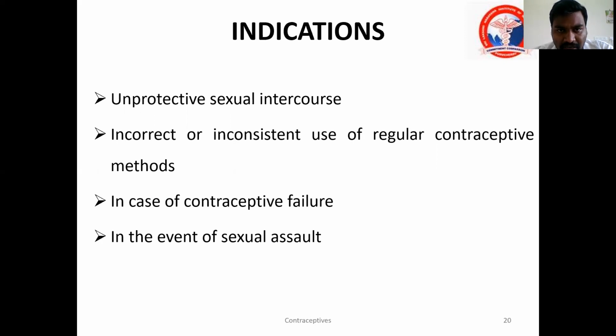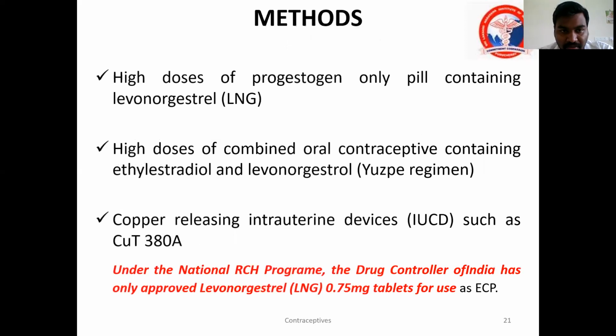Emergency contraception is used after unprotected sexual intercourse, or if contraceptive methods were used inconsistently or incorrectly. For example, if a patient is taking OCP and misses 2 to 3 pills, this emergency method can be adopted. It can also be used in case of contraceptive failure, such as an expelled IUD device.